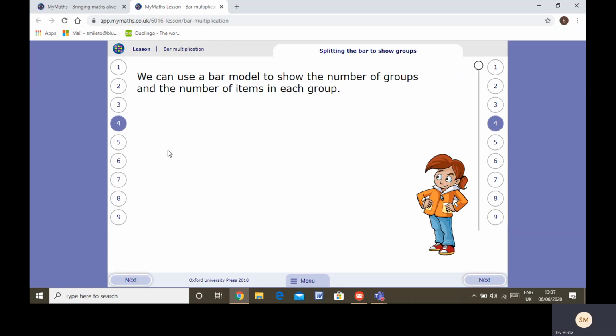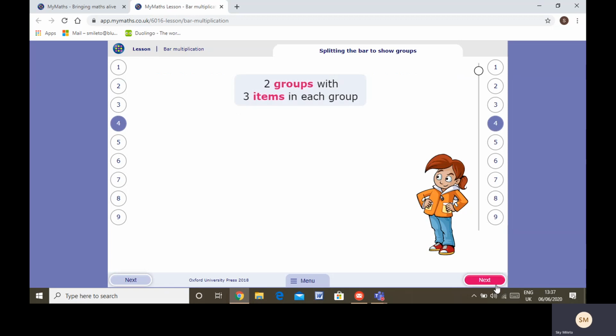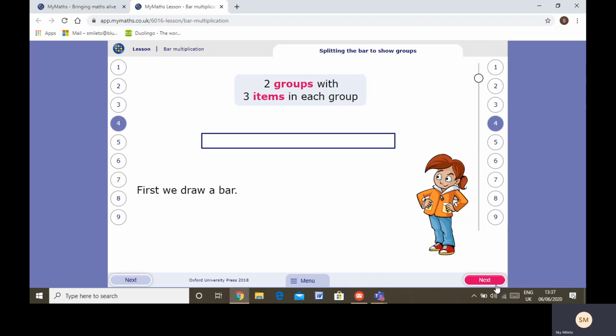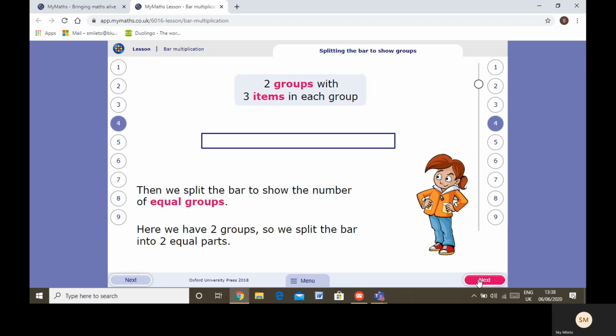We can use a bar model to show the number of groups and the number of items in each group. So 2 groups with 3 items in each group. First, we draw a bar. Now we need to think, how many groups does this bar need to be split into? How many groups? 2. So we just simply split the bar in half. And they're equal groups, so you split it right down the middle.